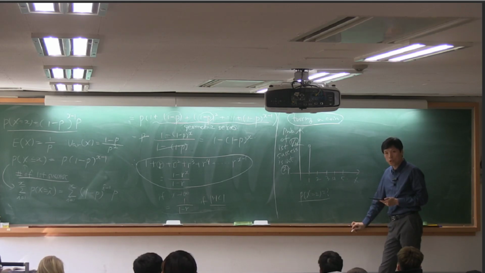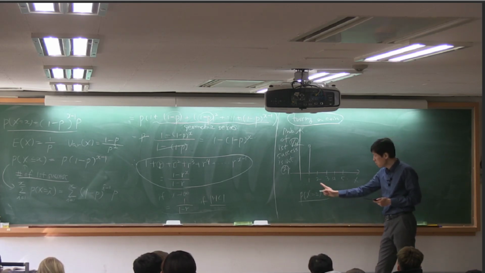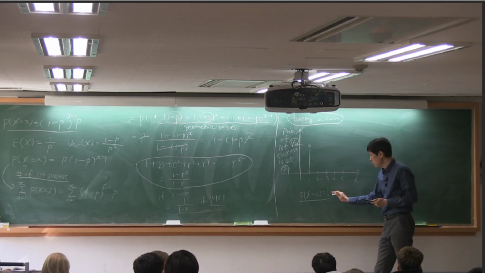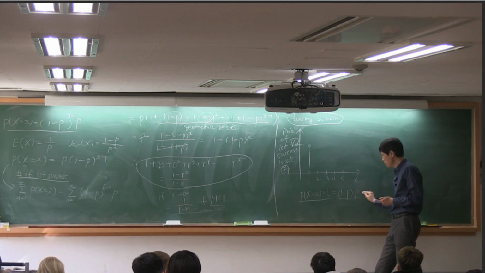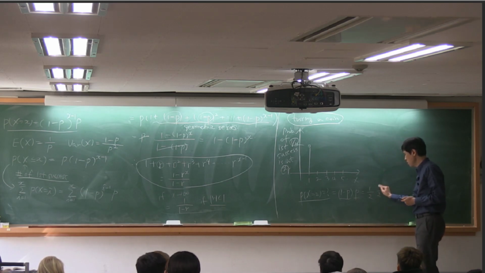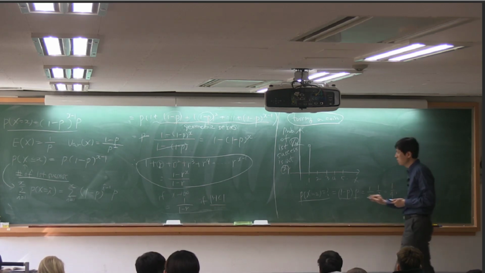So the first success should be at the second trial. That means the first trial should be a failure. Then that means 1 minus p times p. 1 minus p times p is the same. So this becomes one fourth.